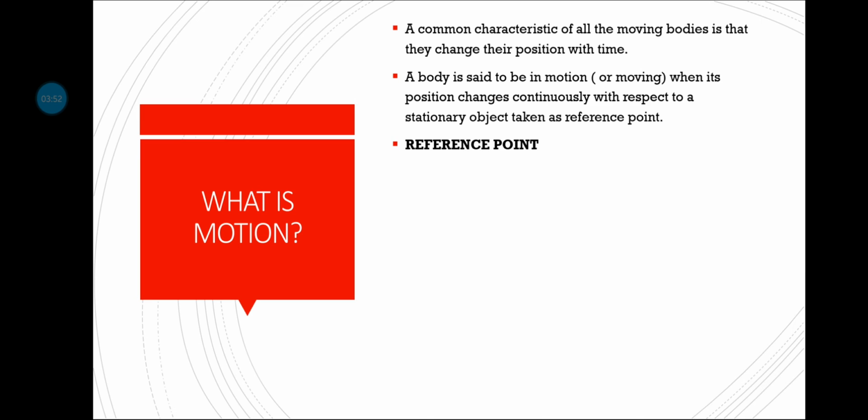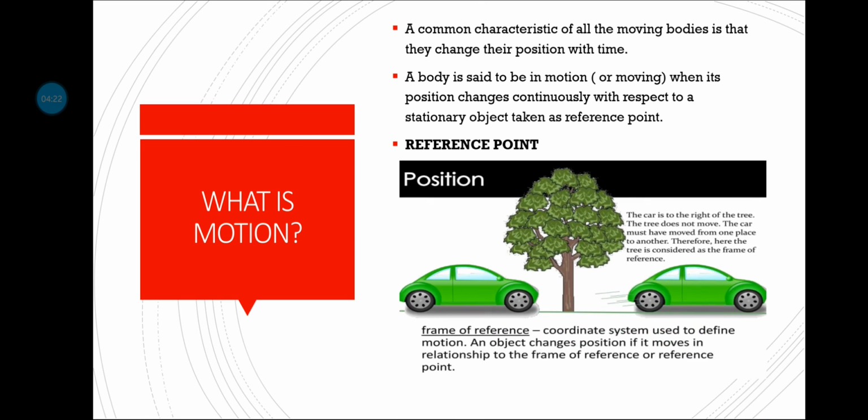Now, let's understand what is motion. A common characteristic of all the moving objects is that they change their position with time. A body is said to be in motion or moving when its position changes continuously with respect to a stationary object taken as a reference point. Now the question arises over here, then what is a reference point? Let's understand what is a reference point. I have put a picture for you for better understanding.